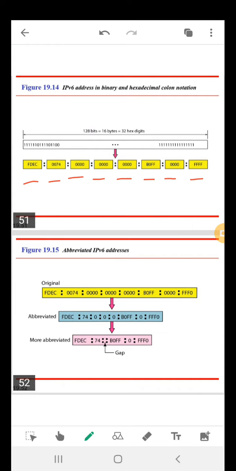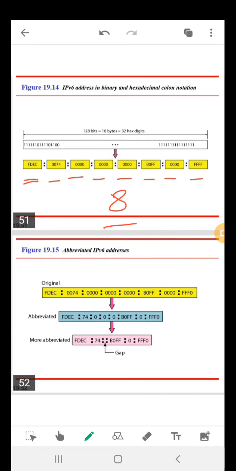So every 4 hexadecimal digit is equal to 2 byte, and we have total number of 16 byte. So how many divisions will be there in this case? It will be equal to 16 by 2, that is equal to 8. So there will be 8 blocks that will be separated by colon, and in each block there will be 4 hexadecimal digits, which is equal to 2 byte or equals to 16 bits.